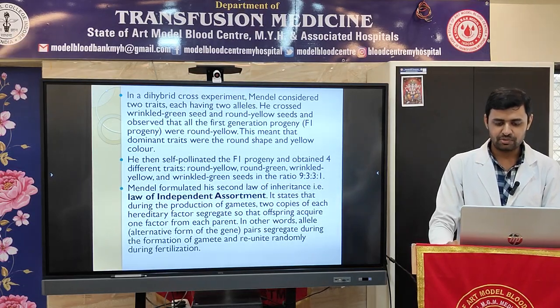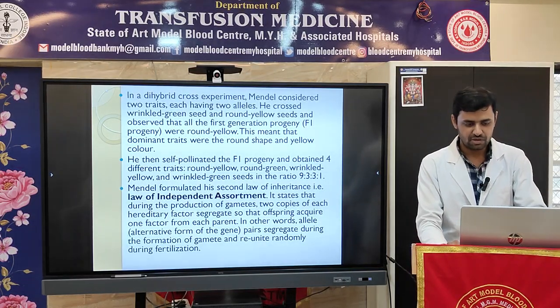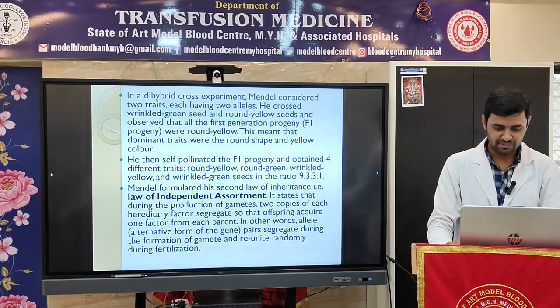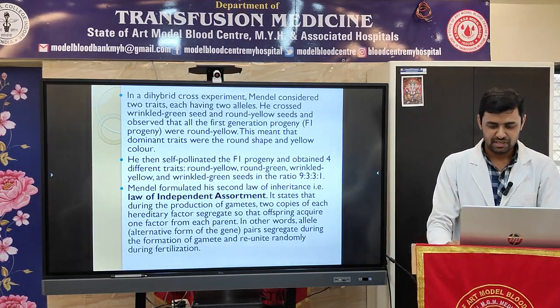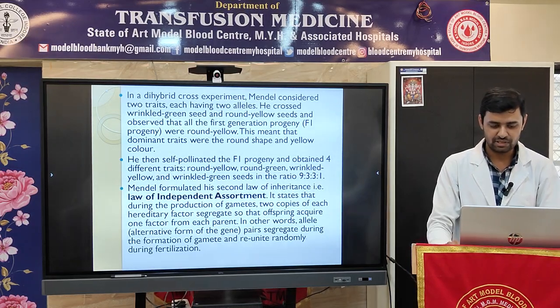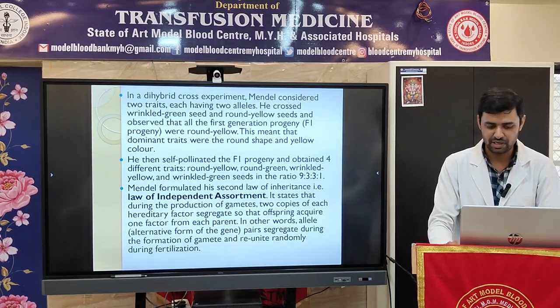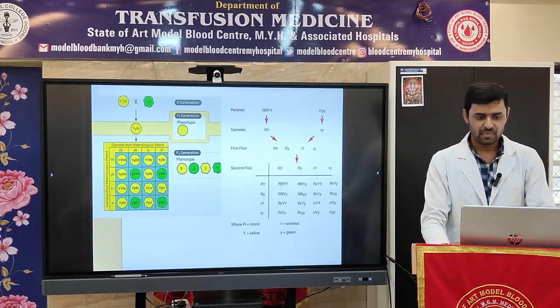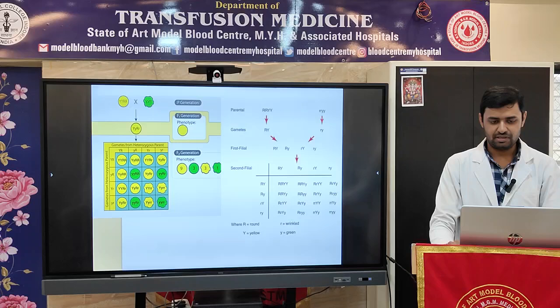It states that during the production of gametes, two copies of each hereditary factor segregate so that offspring acquire one factor from each parent. In other words, alleles, the alternate forms of a gene, pair and segregate during the formation of gametes and reunite randomly during fertilization. This is the experiment.